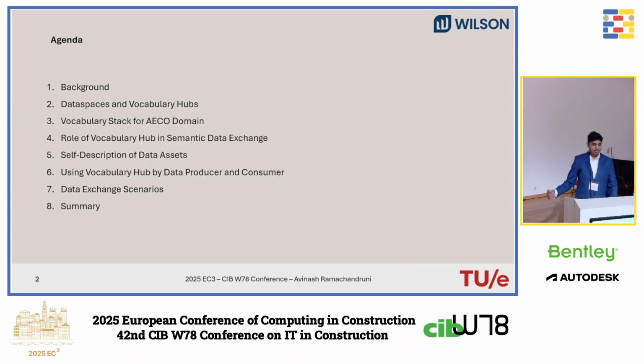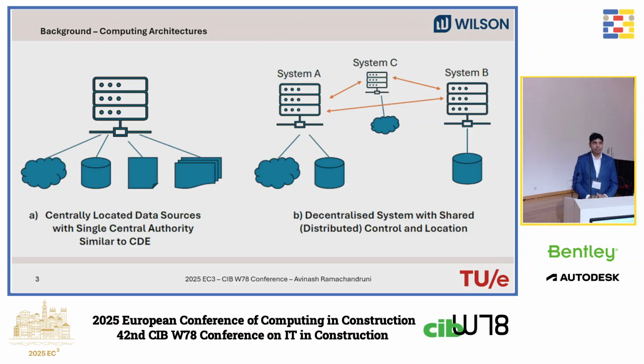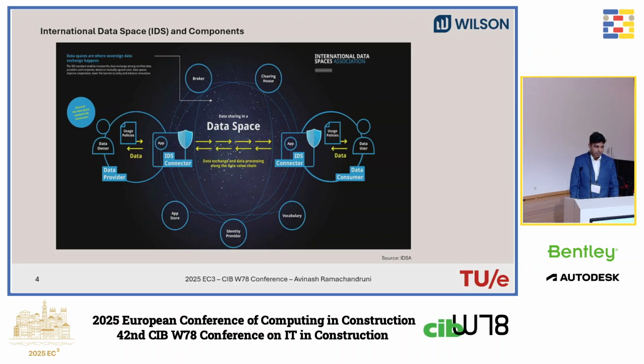So I'll just talk about the main difference between the centralized computing architecture versus decentralized or federated: the access or the control rests with a single system in the centralized system that we have seen, whereas in a federated or decentralized system, the access or the control is shared and distributed among different individual systems or subsystems.